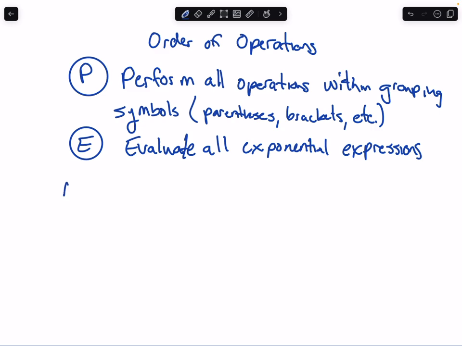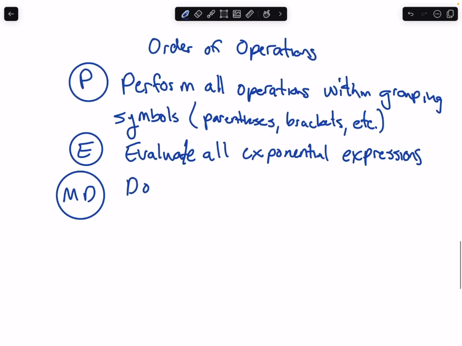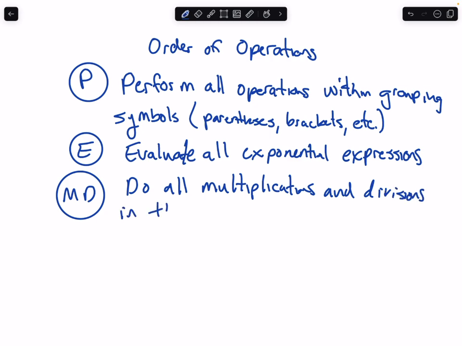Then M and D, or multiplication and division, go together. So we do all multiplications and divisions in the order in which they appear from left to right.